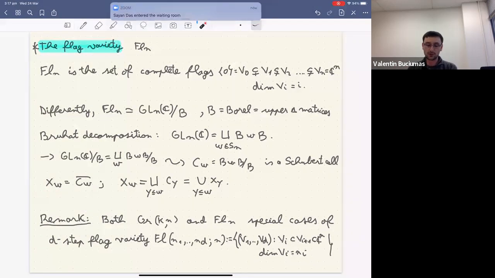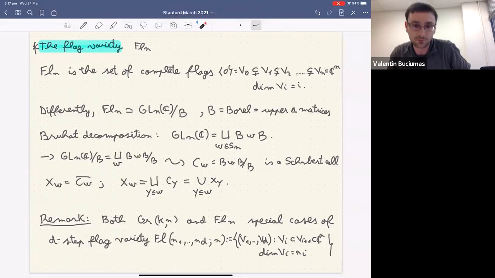And then you can also write it as the union of Schubert varieties, but now the union will not be disjoint.